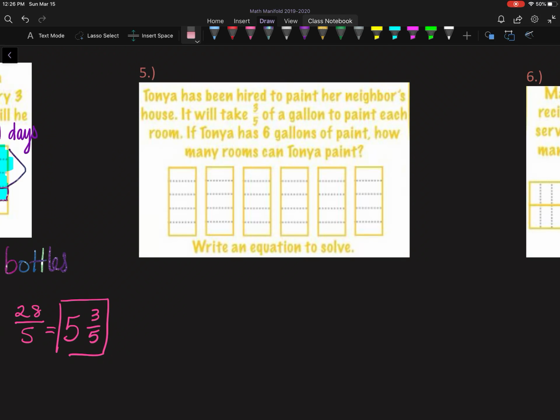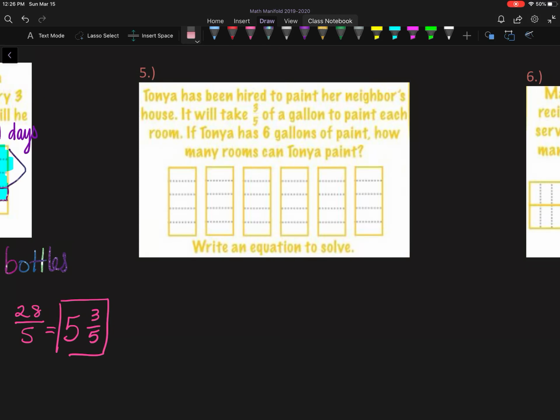Okay, so part 2, continuing on. Tanya had been hired to paint her neighbor's house. It will take 3/5 of a gallon of paint in each room. If Tanya has 6 gallons of paint, how many rooms can Tanya paint?